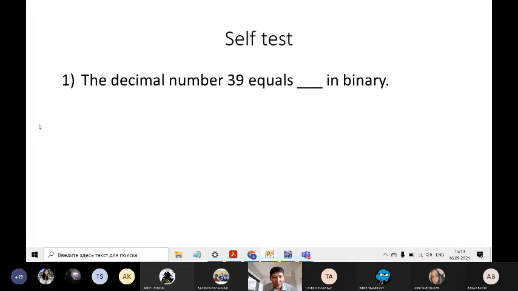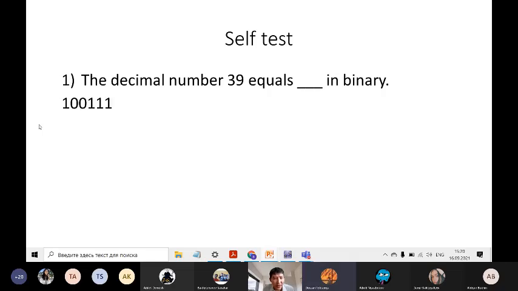Okay, so let's do some tests. The decimal number 39 equals what in binary? Do not use a calculator, just take the paper and try to calculate. How much? Is it clear how to convert? 100111. Let's check.